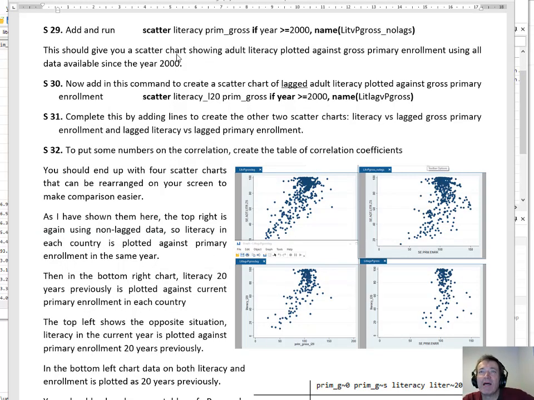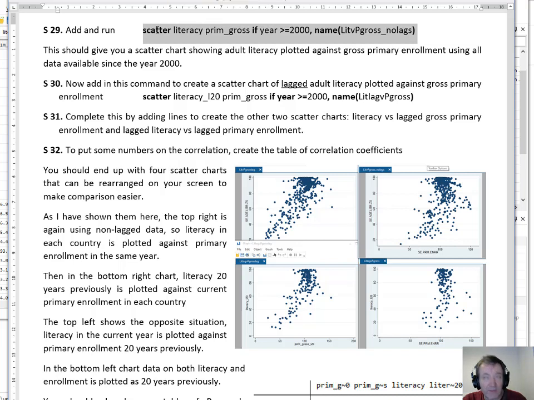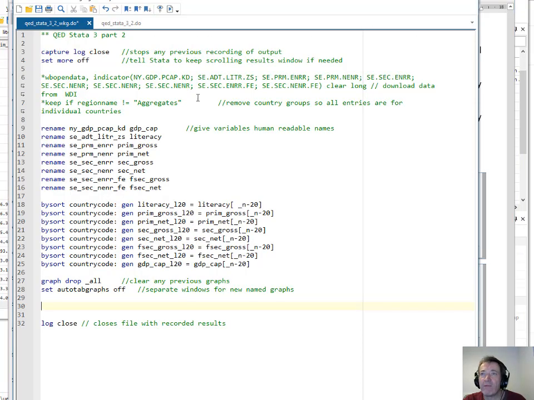Carrying on from part 29, we can finally do the analysis here. So we're going to put this command into the do file to do a scatter graph of literacy against primary gross enrollment levels for everything since the year 2000. And we're going to give the scatter chart a name, which means that we can save the scatter charts and then put them next to each other to compare. So put that into the do file. Let's see if we can execute that.